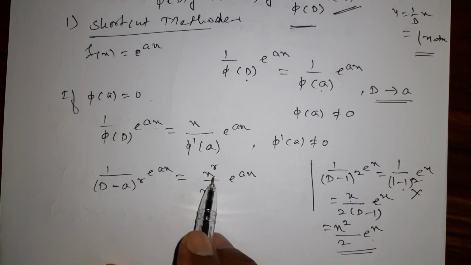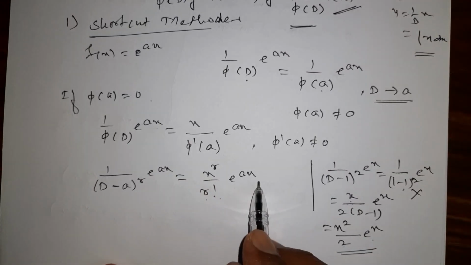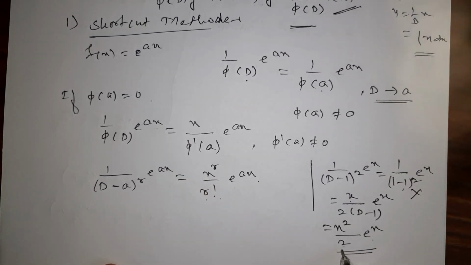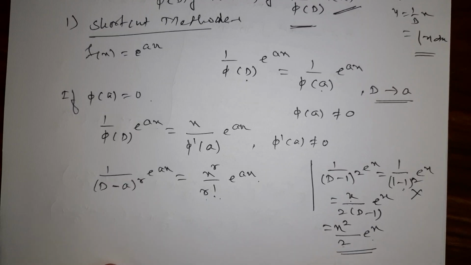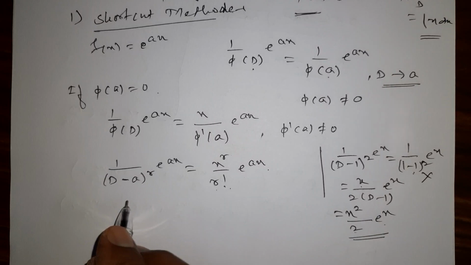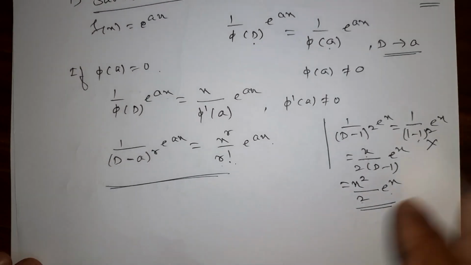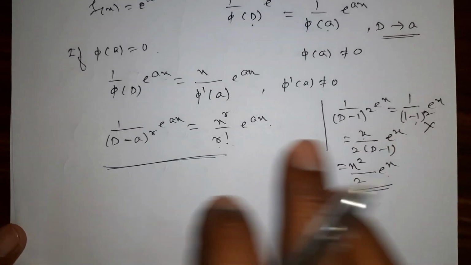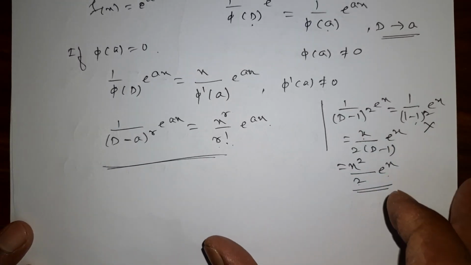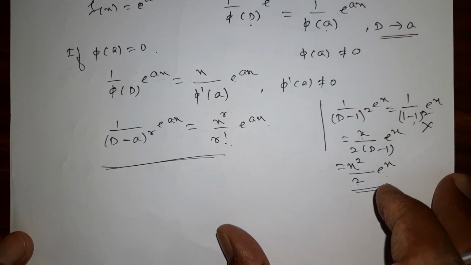That is what I am saying here, x raised to r upon r factorial, e raised to x, because if you take 3, then 3 into 2 is 6, and it goes like that. Understood? Next one is, you have to remember this for all the concepts, all the problems, and throughout the unit, whenever we use the shortcut method: denominator not equal to 0.